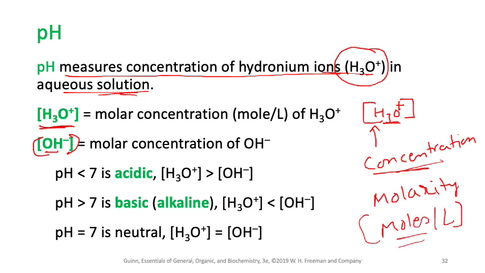So how many moles of the hydronium ion are present per liter of the solution, or how many moles of the hydroxide ion are present per liter of the solution, that will give you the concentration of both species.